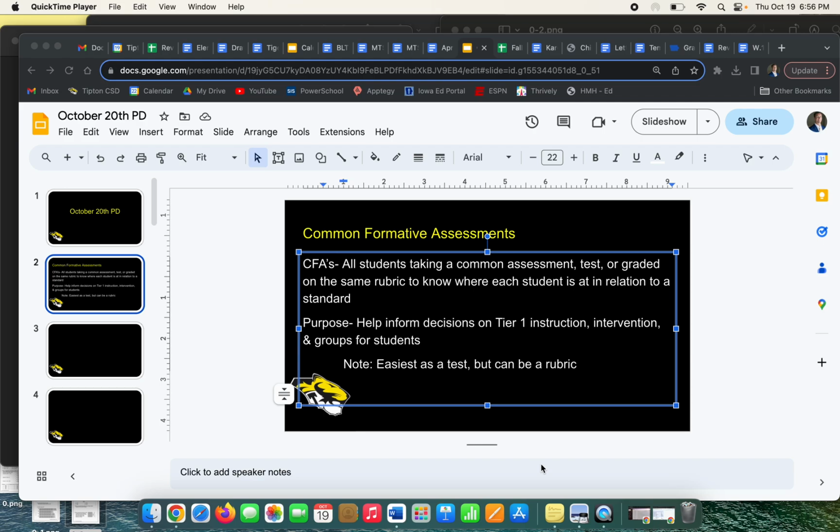Okay, we're going to talk through common formative assessments. First, we'll talk about what they are and what their purpose is, and then we'll talk about what our next steps for common formative assessments look like.